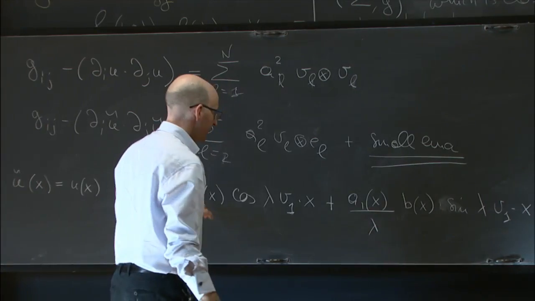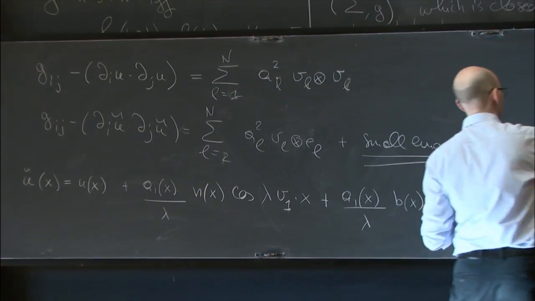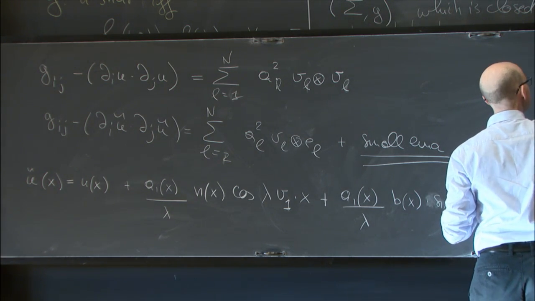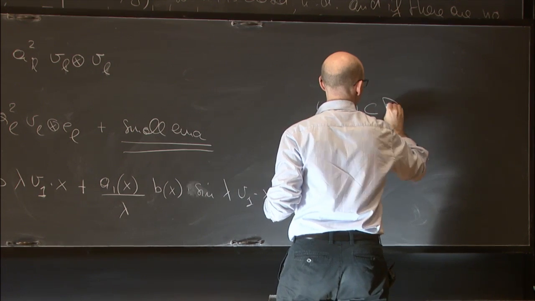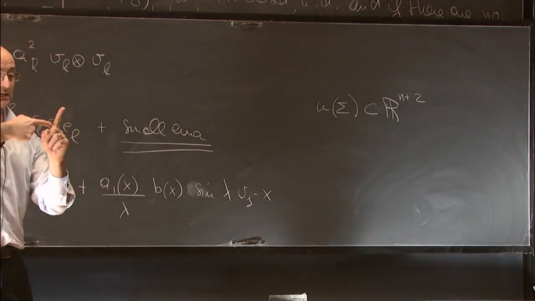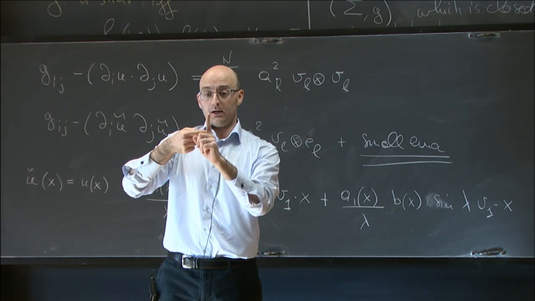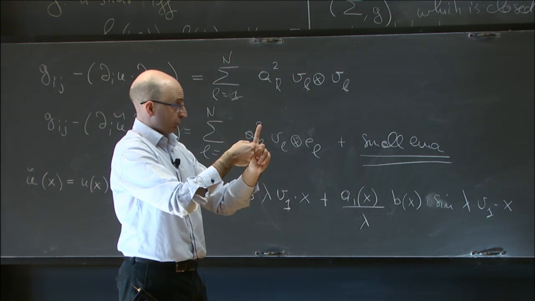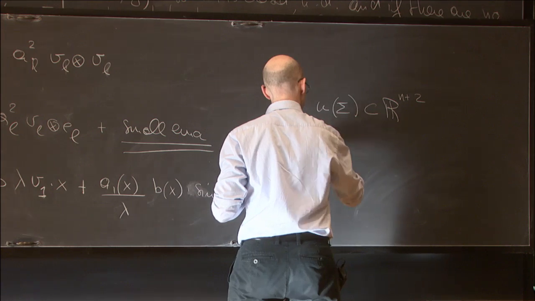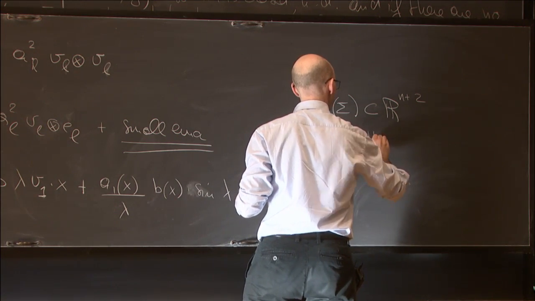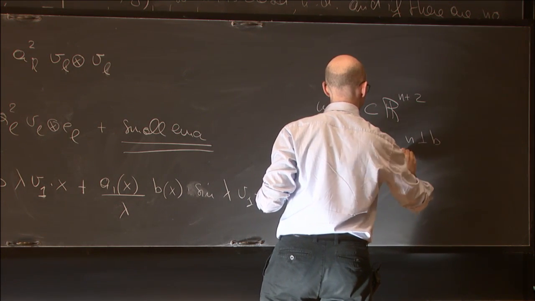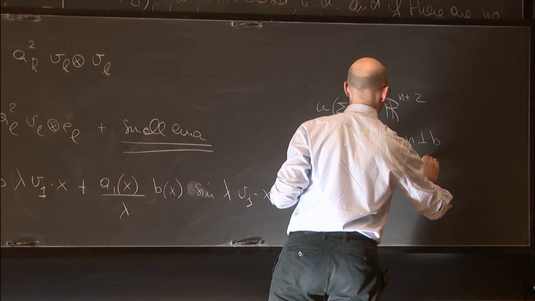Okay, and what are n and b? Well, Nash does things in codimension 2. So if you think of u of sigma as a submanifold in R^(n+2), n and b are just an orthonormal basis for the normal bundle. So what I want is that n has modulus 1, like b, n is orthogonal to b, and n and b are both orthogonal to the tangent space to u of sigma.